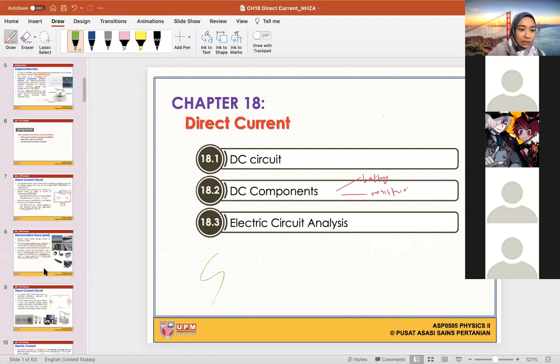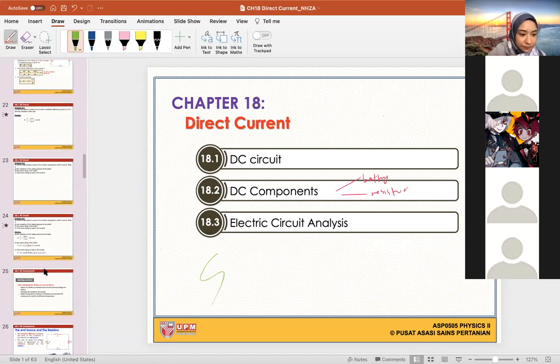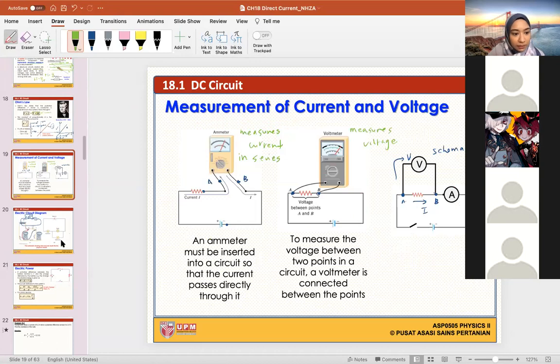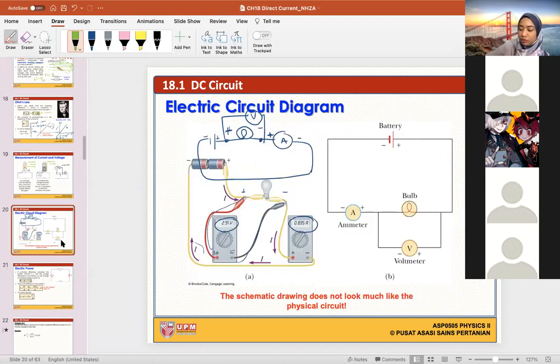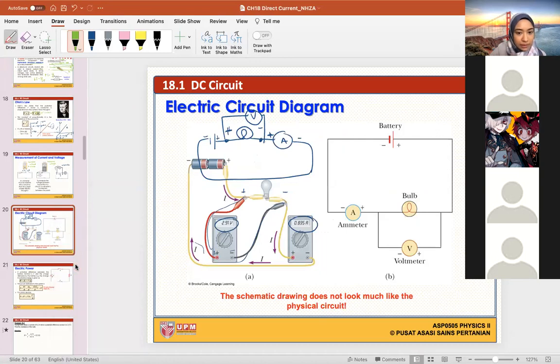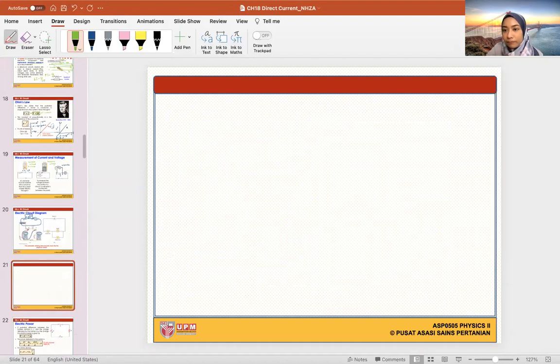Okay, so what have we learned so far? Let's do a recap as usual. We stopped here, I think, before power, and we already drew the circuit. Okay, so let's do a new slide.